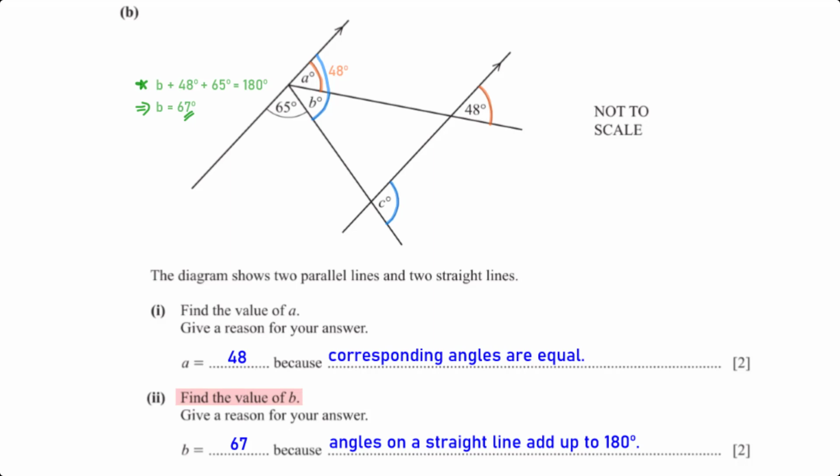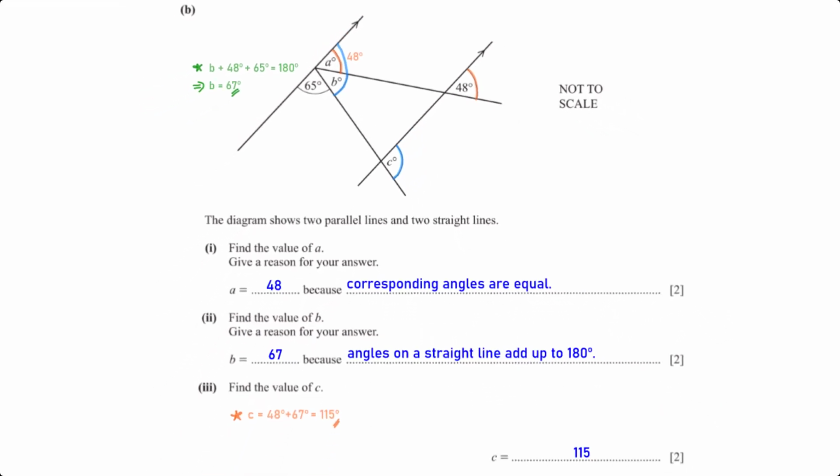Find the value of B. Give a reason for your answer. Angles on a straight line add up to 180 degrees. So we have B plus 48 plus 65 equals 180. When we make B the subject, we get B equals 67. Find the value of C. These two are corresponding angles. Corresponding angles are equal, so C equals 48 plus 67, which is equal to 115.